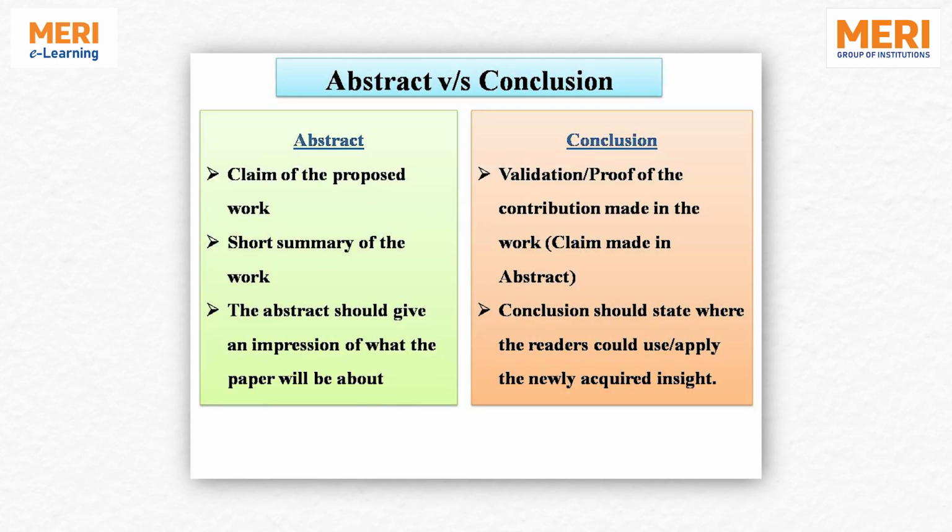Then what is the difference between abstract and conclusion? I will tell you about it. A claim of the purpose of the work is the abstract. A short summary of the work is the abstract. The abstract should give an impression of what the paper will be about. And the conclusion is the validation proof of the contribution made in the work. The conclusion should state where the readers could apply the newly acquired insights.